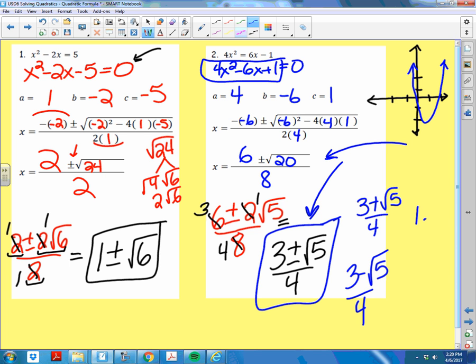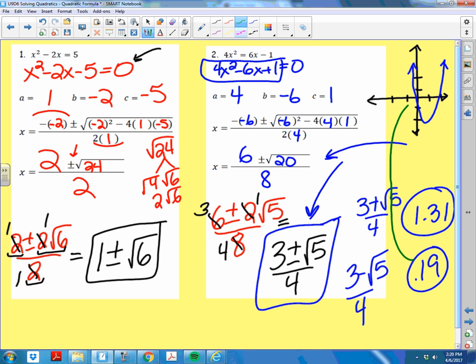It's 1.31. And then you're going to go down here and you're going to type in 3 minus the square root of 5, enter, divided by 4, enter. And you're going to get 0.19. It's not really simplified. This is just the decimal version. It's the estimate. But if you look, based off of the y equals, that's about right. That's how we know we've solved it properly.